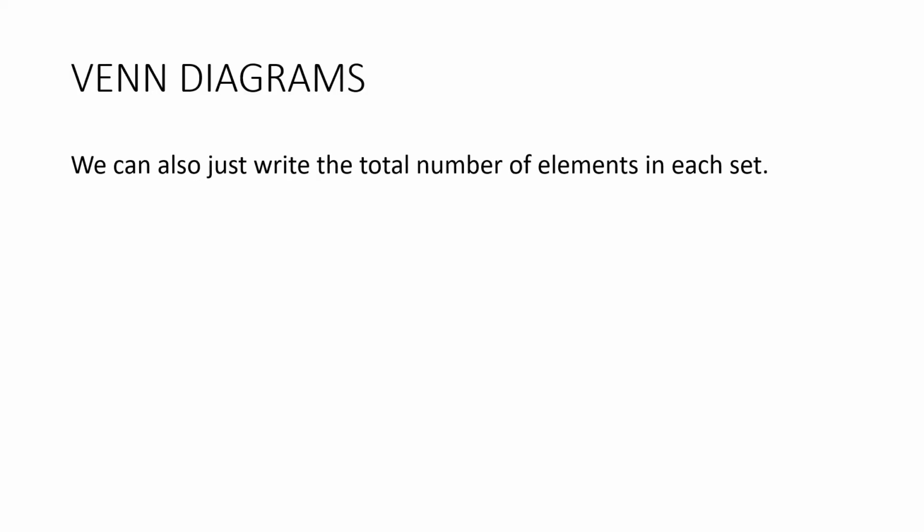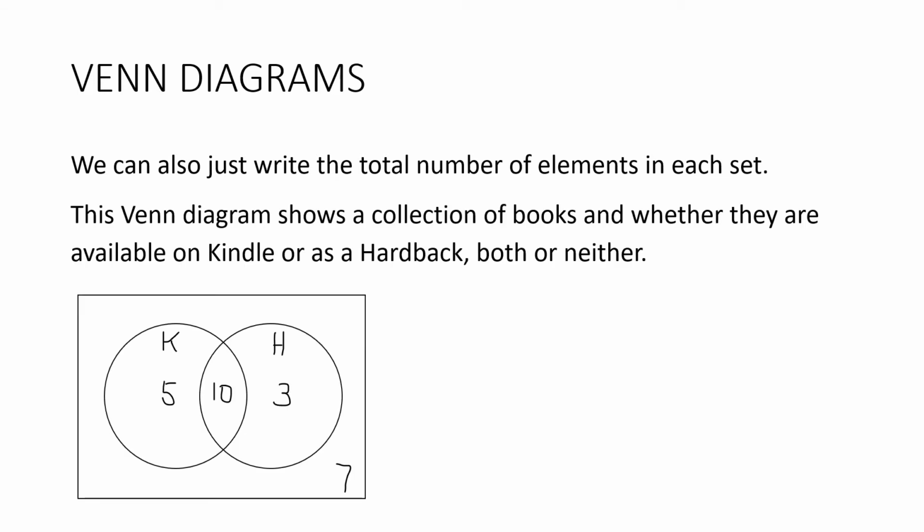We can also just write the total number of elements in each set. So we could get a question like this. This Venn diagram shows a collection of books and whether they are available on Kindle or as a hardback, both or neither. So have a look at that. There's 10 that are available on both Kindle and hardback, 7 that aren't available on either.